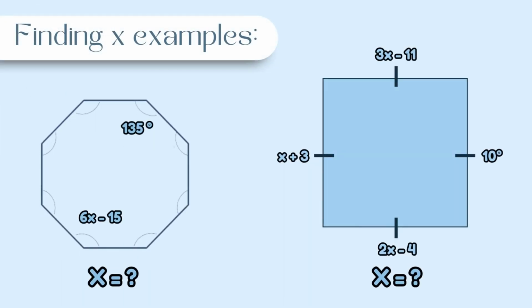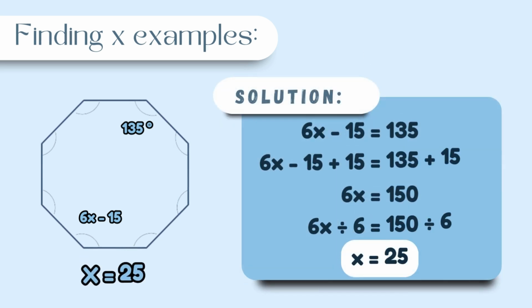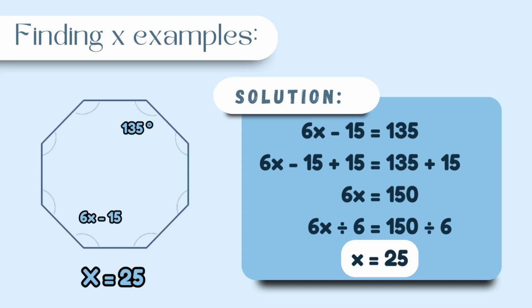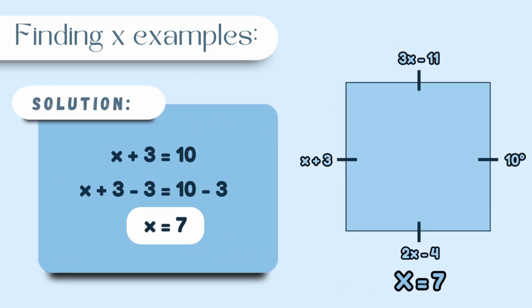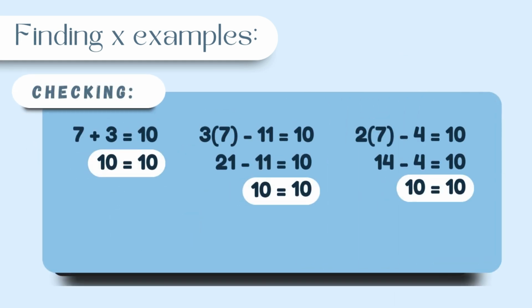Can you try to solve for the x of the following regular polygons? What is the x in the first example? Correct. The x in the first figure is 25, and this is the solution. How about the x in the second figure? That's right. The x in the second figure is 7. We can check if our answer is correct by replacing x with the number 7.